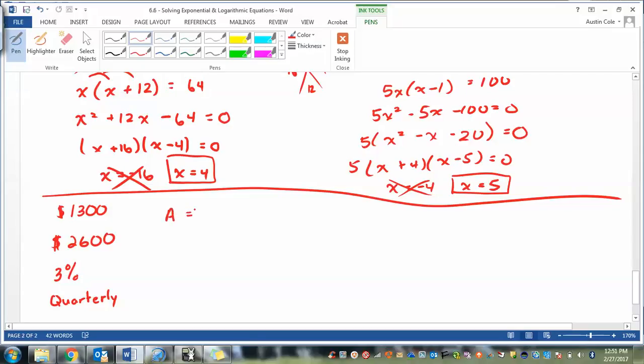The amount equals our principal times 1 plus my rate over n, where n is the number of times I compound, and that's all to the nt power. What do we need to solve for? The time, right? We want to know how long I have to let my money sit there for it to double. So let's plug everything in. My principal is what I start with, 1,300. What's my A? 2,600, right? That's what I want in my account.